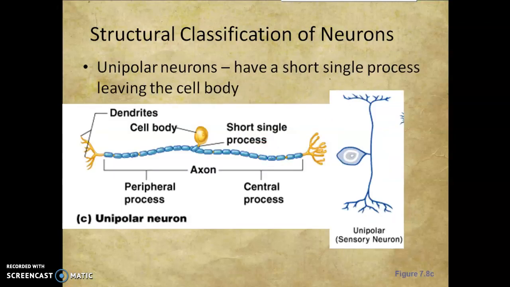And then unipolar neurons, not quite as common. They do have a short single process leaving the cell body. So here's your cell body. There's just one extension coming from it. So the cell body is kind of floating off to the side of the cell. Then this whole thing is the axon, and then we have dendrites at the end. An axon terminal would be down here.